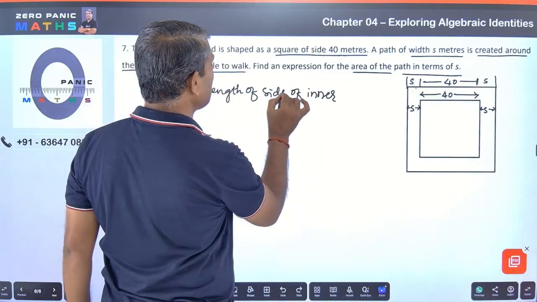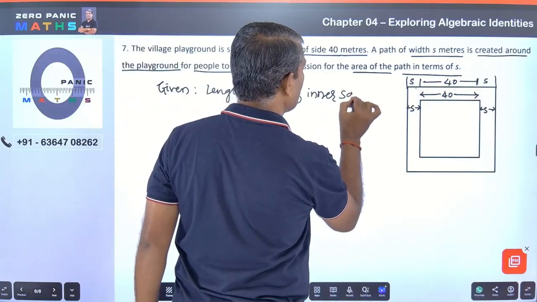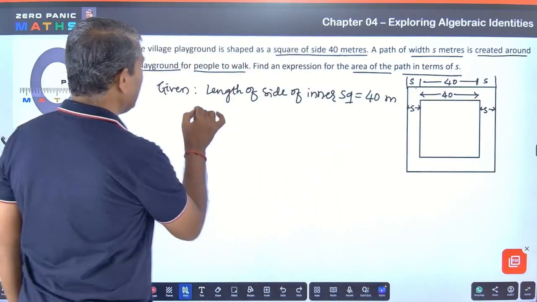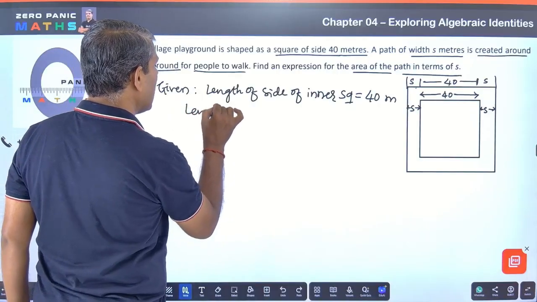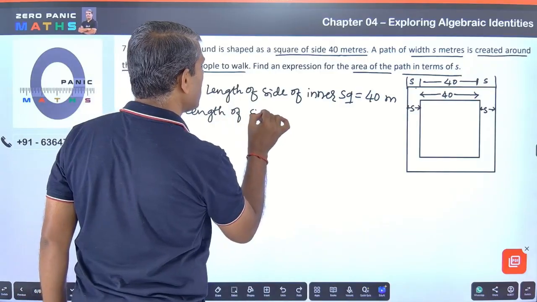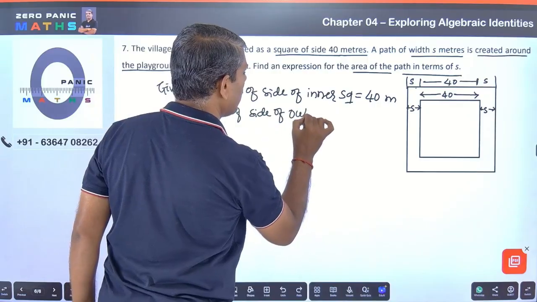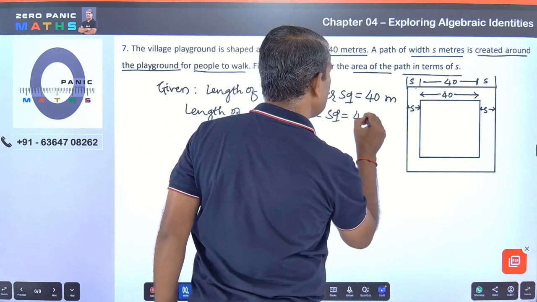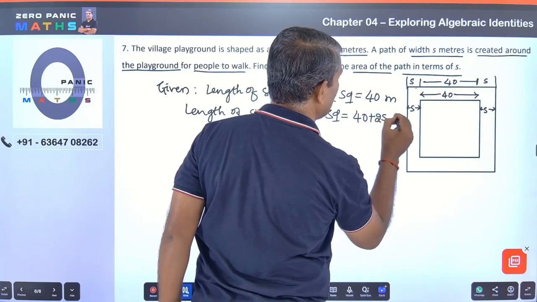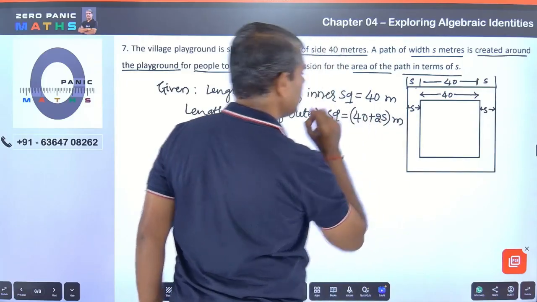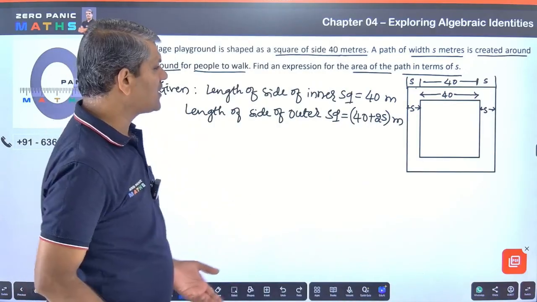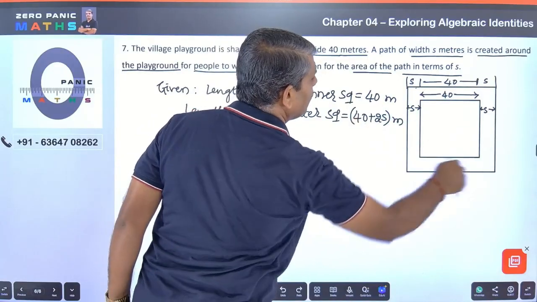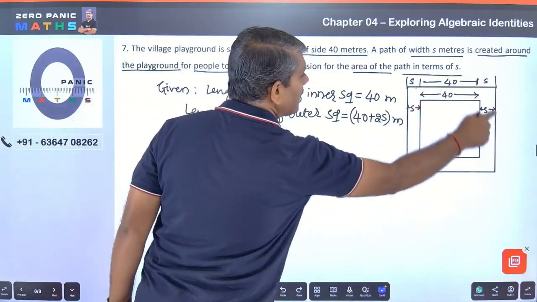So let me write that the length of the side of the inner square is 40 meters, that is given. And similarly, the length of the side of the outer square is equal to 40 plus 2s meters. What I will do next is take the square of this side, which will give me the area of the outer square.